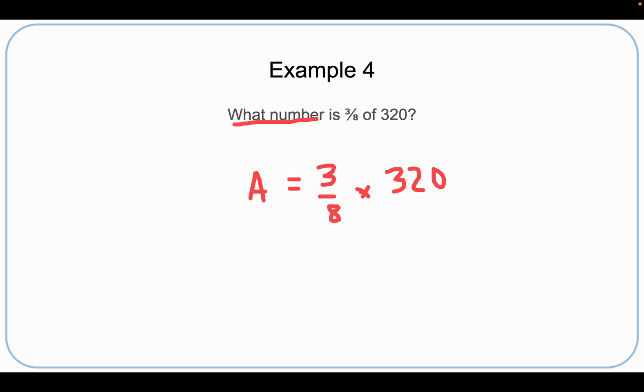Okay, so now we can multiply here. There's some cancellation we can do. We can factor out an 8 between 320 and 8. So that would make that 1, and then that would be 40. 8 goes into 32 4 times, so 40. And then we can multiply. A would equal 3 times 40, which is 120. So plugging this back into our original statement, 120 is 3/8 of 320.